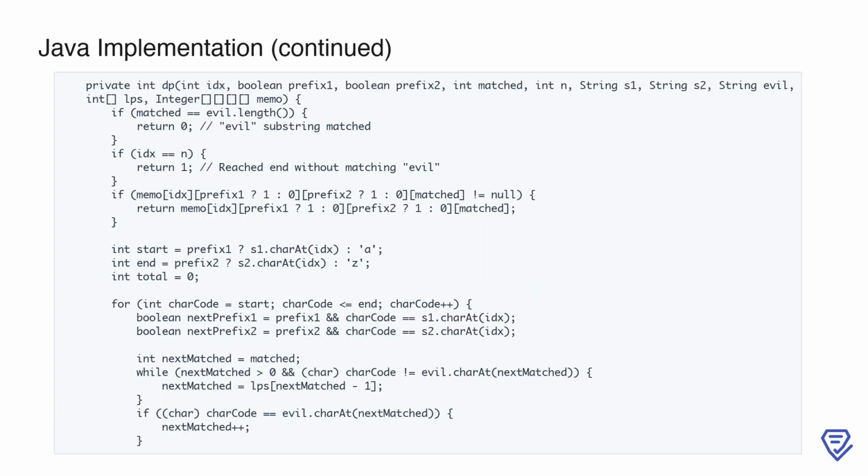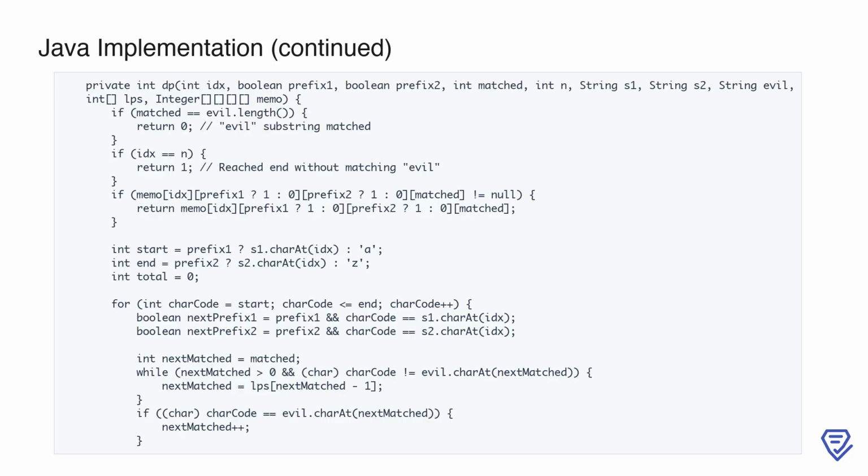The dynamic programming function DP is the core of our solution. It recursively calculates the number of valid strings that can be formed while respecting the constraints. The parameters include the current index IDX, two booleans prefix 1 and prefix 2 to track if the current string is still bounded by S1 and S2, the match length of the evil substring so far, and other necessary inputs like the LPS array and memoization table.